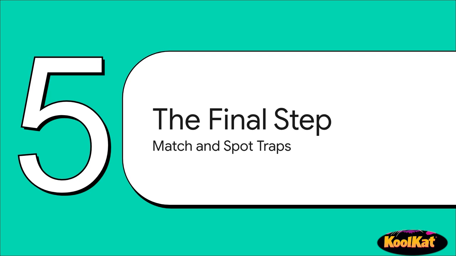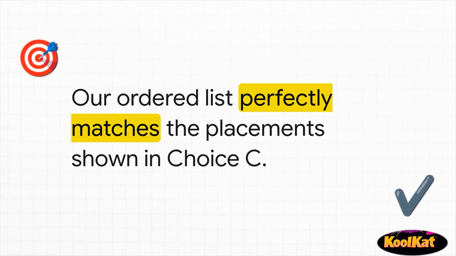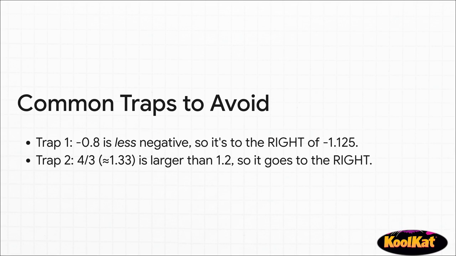This is also where we can see the little traps they set for you in the wrong answers. So you take our list and you just go through the options one by one. And what do you find? Choice C is a perfect match. Every single number is in exactly the right spot, from left to right, just like in our list. So what went wrong with the other options? Well, they're built on common mistakes. A big one is mixing up the negative numbers. People see the 8 and the 1 and get confused, but remember our rule. -0.8 is less negative, so it has to be to the right of -1.125. Another classic trap is swapping 4/3 and 1.2. But we know 1.333 is bigger than 1.2, so 4/3 has to be on the right. It's all about watching for those little details.